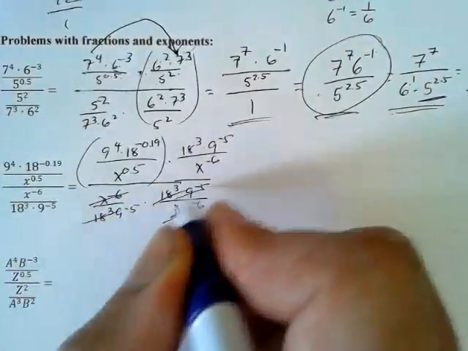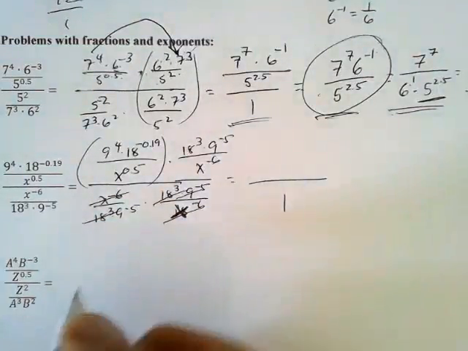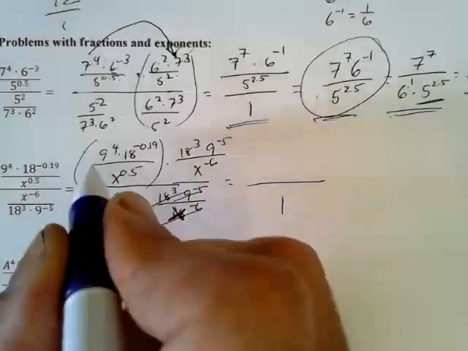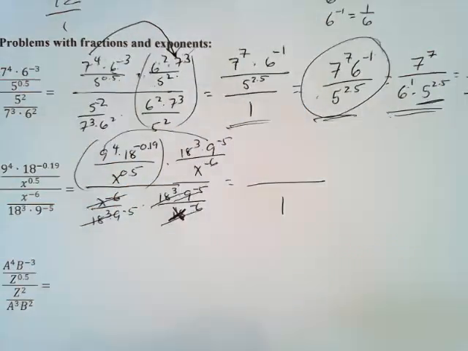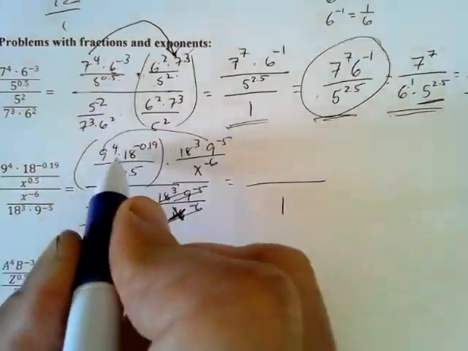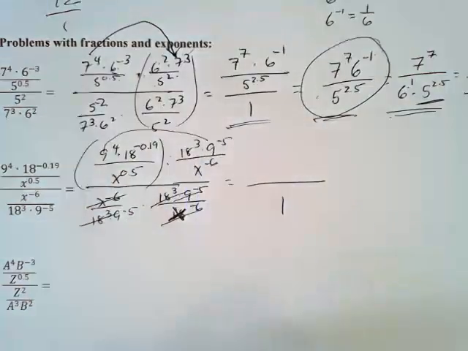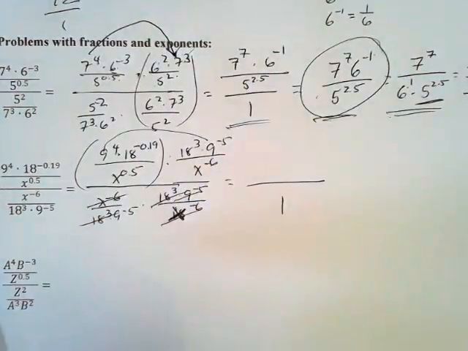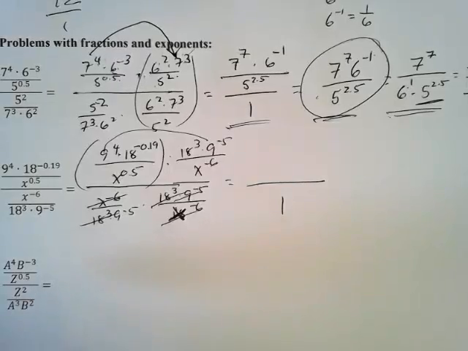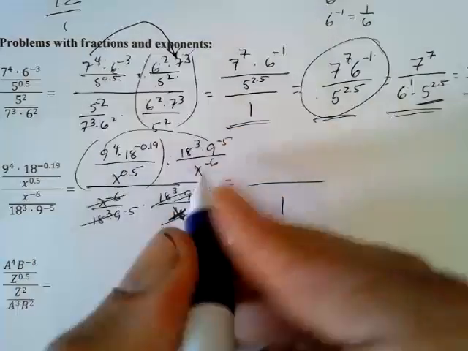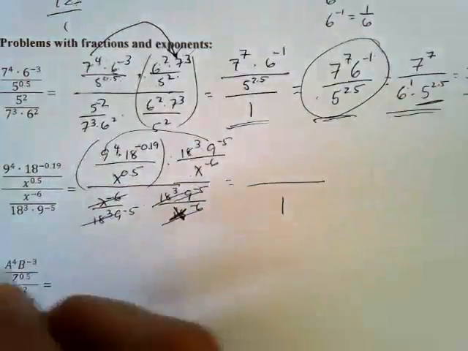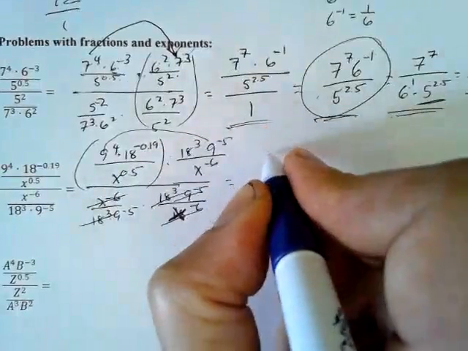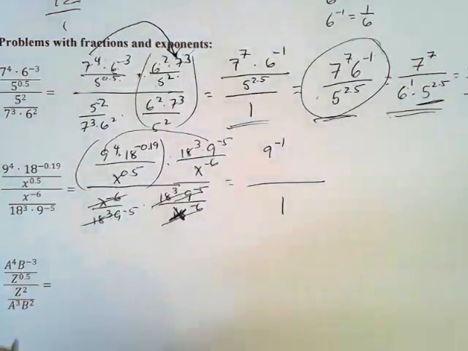Denominator, everything cancels. Denominator again becomes 1. Now what happens in the numerator? We have 9 to the 4th times 9 to the negative 5th. Again, I'm saying times because all of these things are multiplied by one another. If this were an addition or subtraction sign, we'd have to change what we do. So again, the rule of adding exponents comes into play. 4 plus negative 5 becomes 9 to the negative 1.